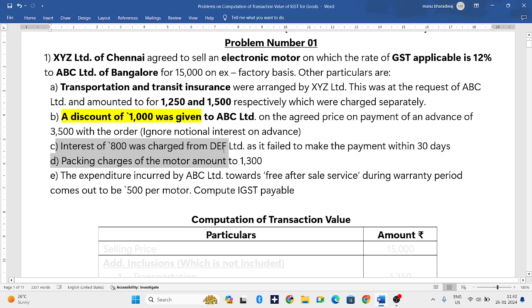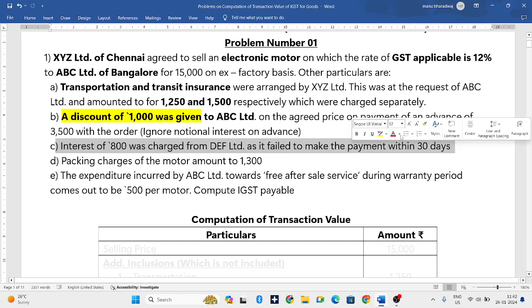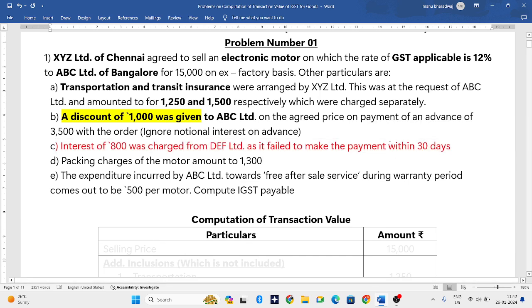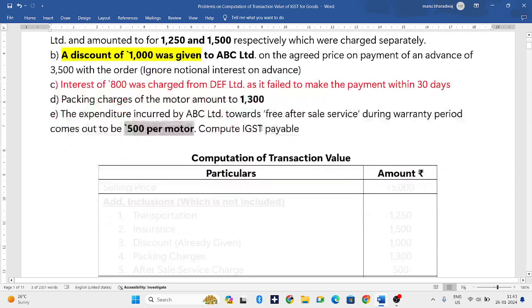Interest of 800 was charged from DF as it may fail to make the payment. So just ignore this one. Ignore that. Packing charges. Yes, consider the packing charges. The expenditure incurred by ABC towards free after sale service. So after sale also some free services they will give. That expense also we have to consider.